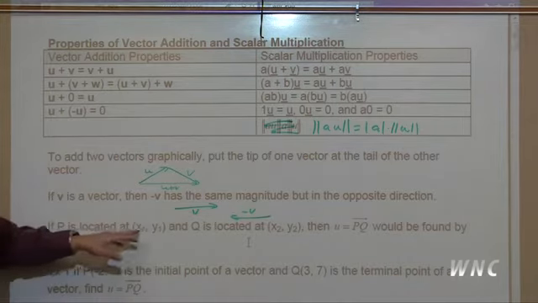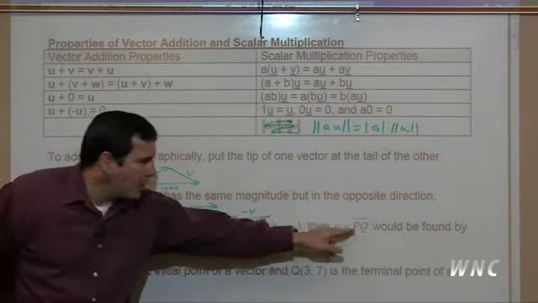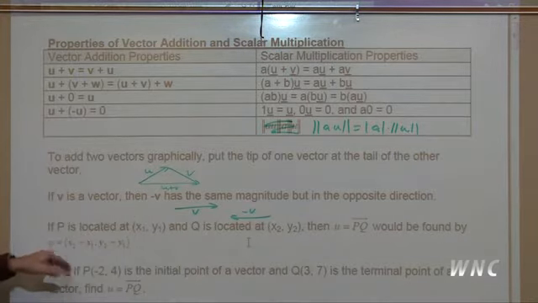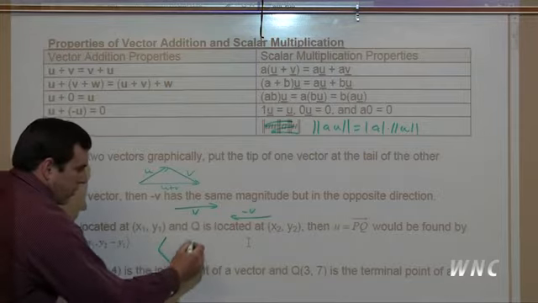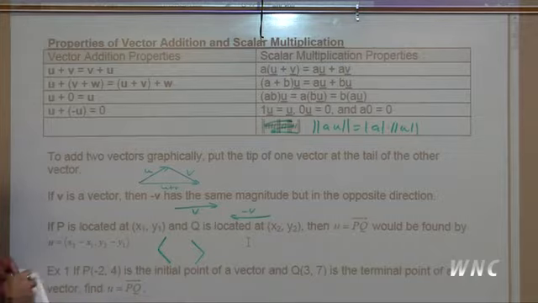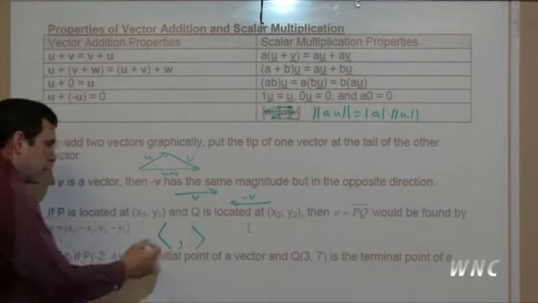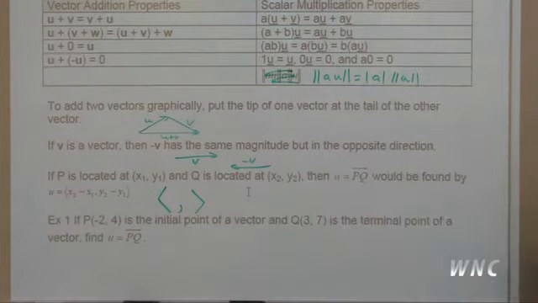If P is located at x1, y1, and Q is located at x2, y2, then U equals PQ is found by U equals, and this is kind of not a parenthesis, it's kind of pointed, that's the look for the vector, x2 minus x1, comma, y2 minus y1. Okay, with that, let's do an example.